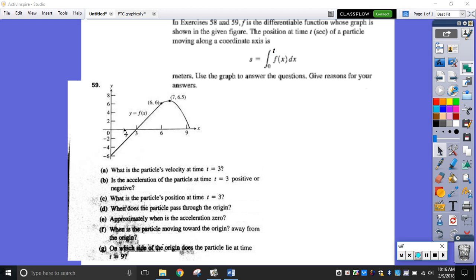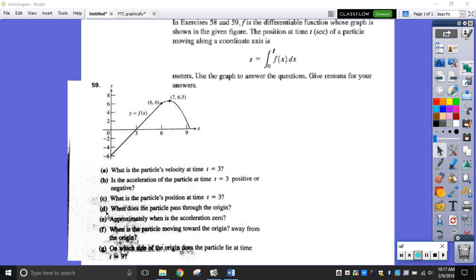So 1/2 times 3 times 6. 6 times 3 is 18. Half of that would be 9. So the area under the x-axis here would be 9, technically -9. And so the position would be -9.